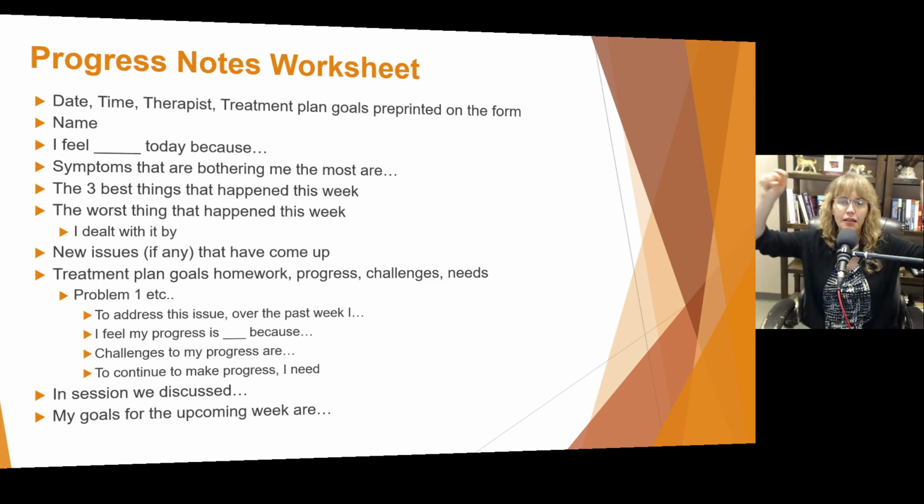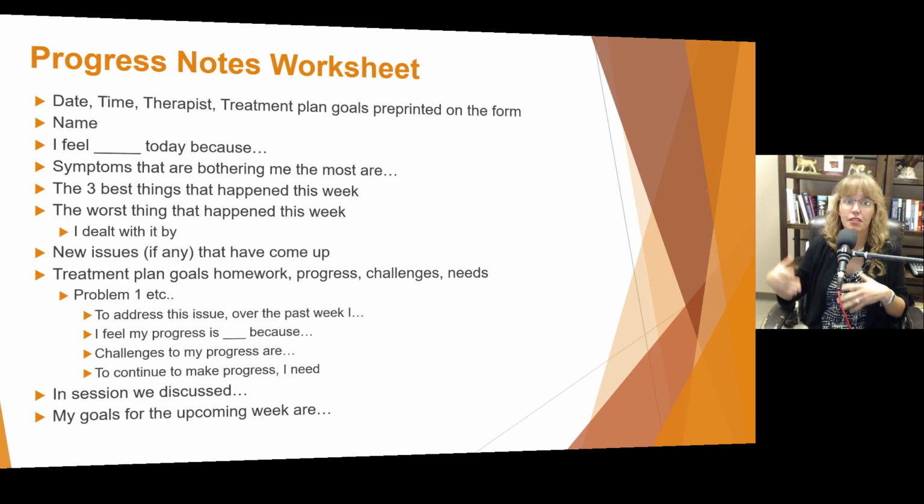So you'd put treatment plan problem 1, address depression, for example. To address this issue over the past week, client would fill that in. I feel my progress is good, average, excellent, because. Challenges to my progress are. To continue to make progress, I need. This helps the client identify what they need, what kind of supports, resources, tools they may need to continue to make progress. In session, we discussed, and my goals for the upcoming week are.